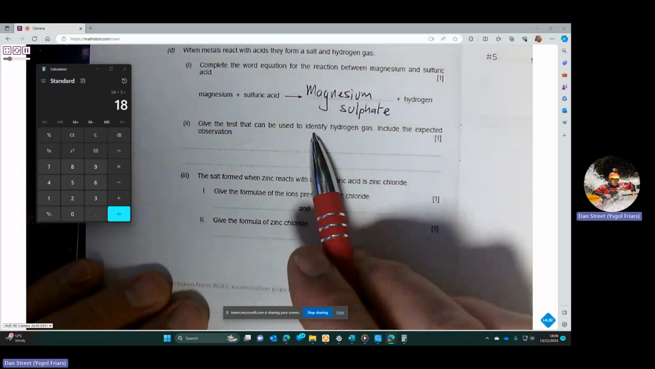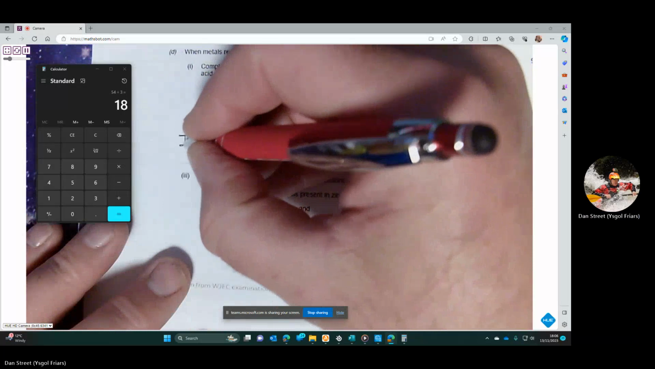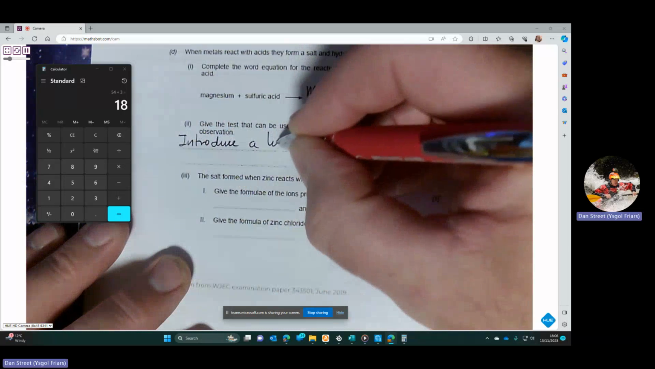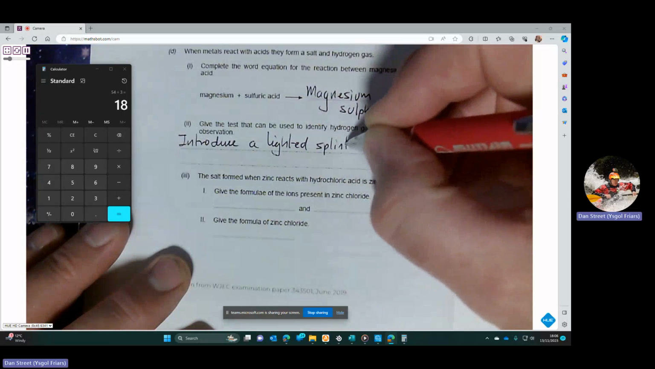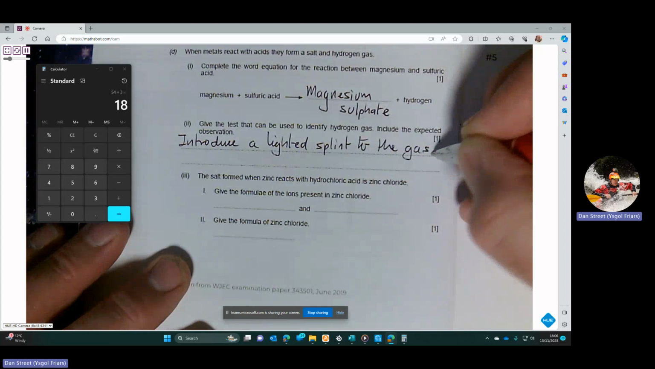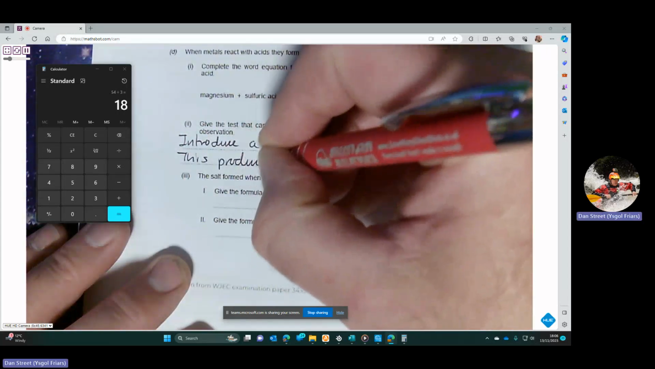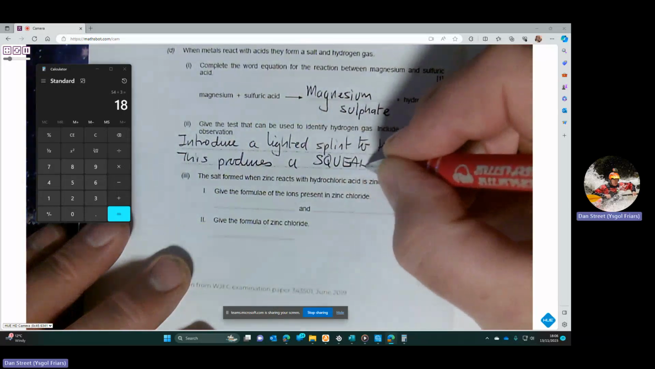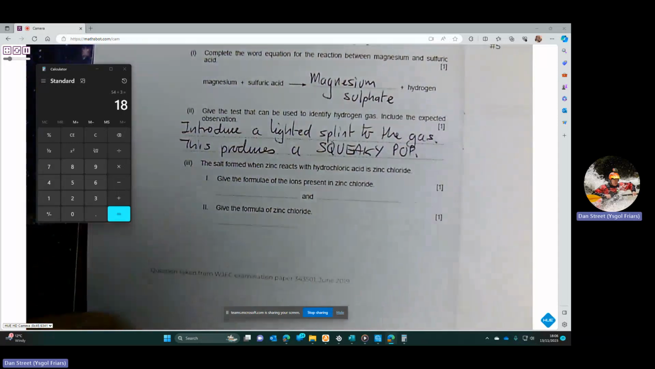Give the test that can be used to identify hydrogen gas, including the expected observation. Okay, so we introduce a lighted splint. So that's the test, a lighted splint to the gas. To be absolutely clear, this produces a squeaky pop. So that's the key phrase there. That's the actual result, the squeaky pop sound that we all are familiar with.